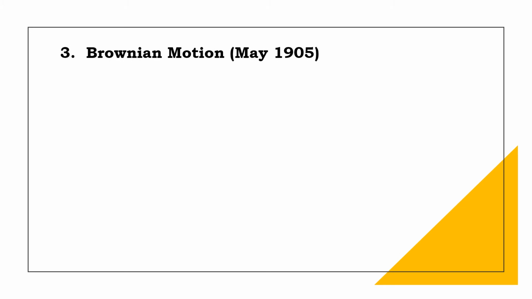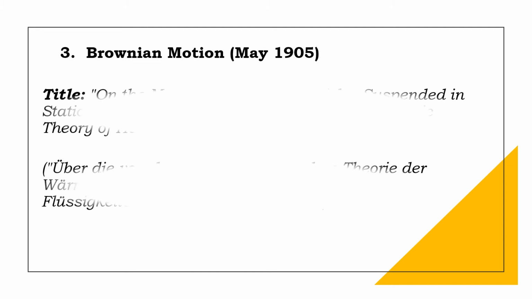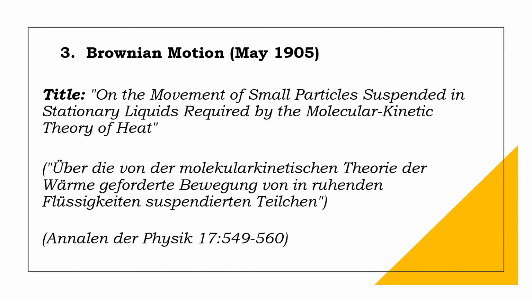The third paper that he published was an analysis of Brownian motion. This was published in May of 1905. This has a title of On the Movement of Small Particles Suspended in Stationary Liquids Required by the Molecular Kinetic Theory of Heat. This was published in Annalen der Physik or the Annals of Physics.